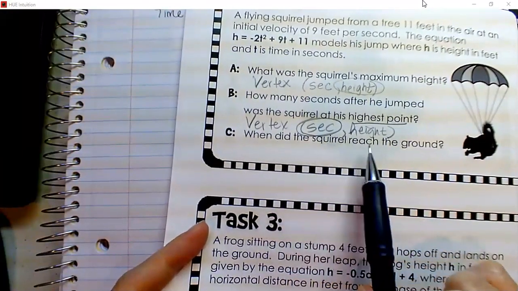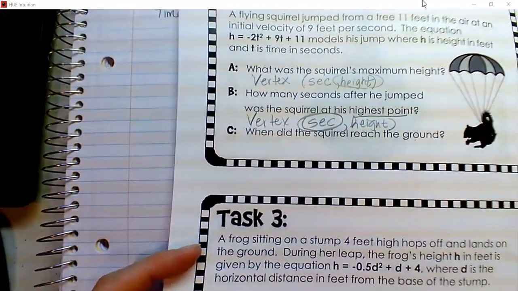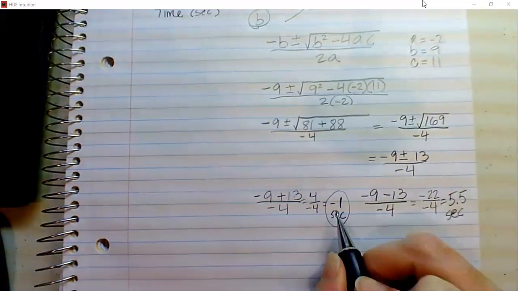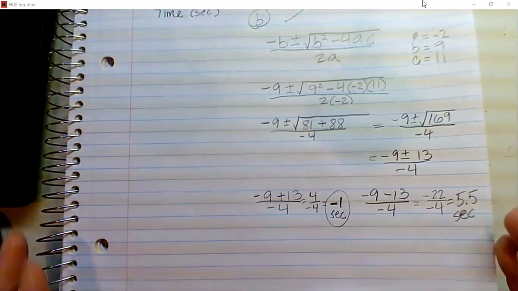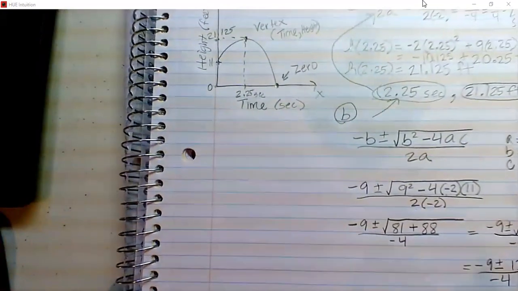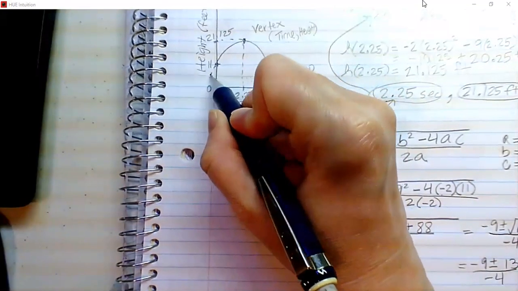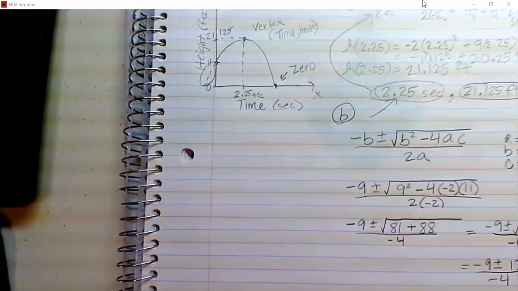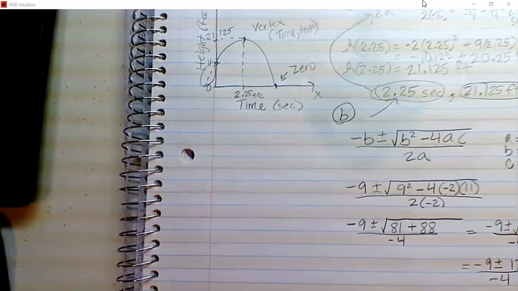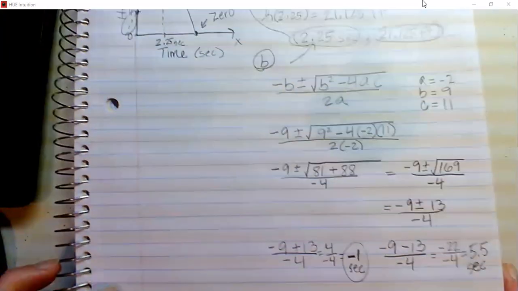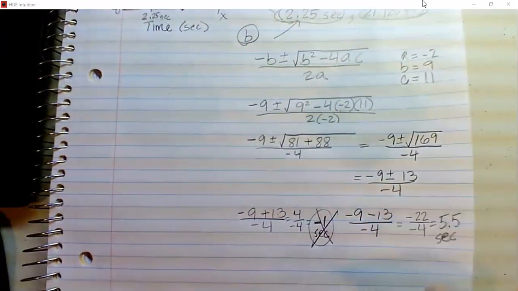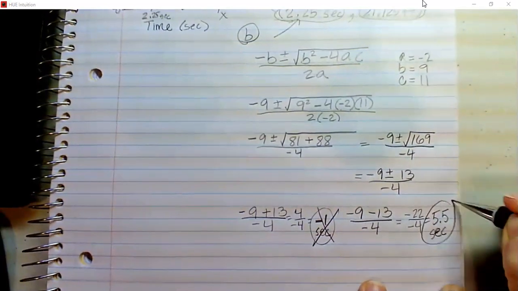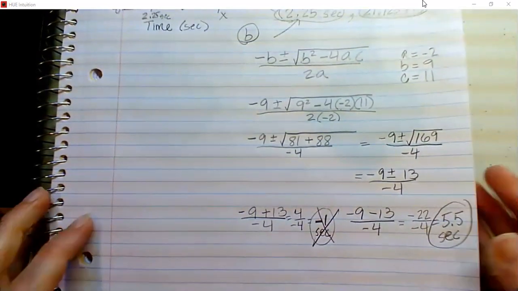When did the squirrel reach the ground? Did the squirrel reach the ground 1 second before he jumped? That's what this -1 second means. If I look at it on the graph, it would be some time frame over here on the negative side. Does that even make sense? Did he reach the ground before he even jumped off the tree? No. So again, this is the one that we have to ignore. We're going to focus on this one right here, the 5.5 seconds.